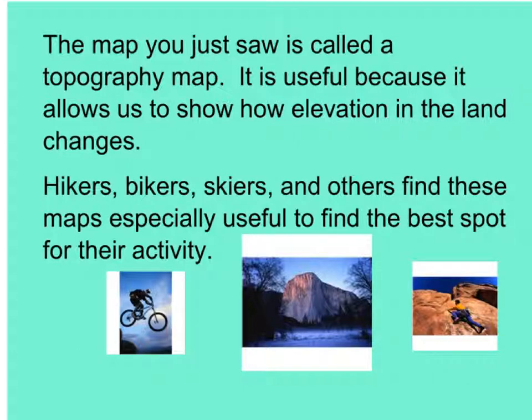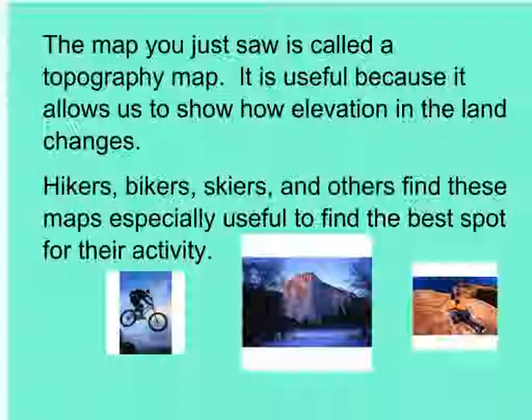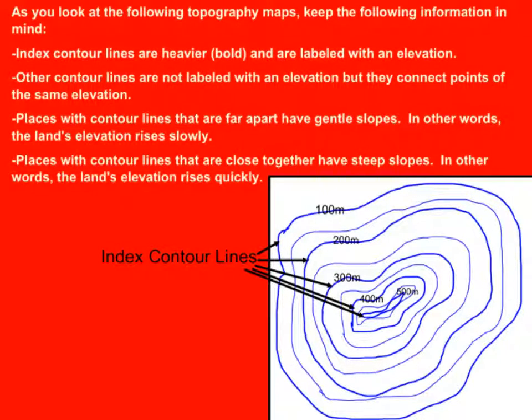This type of map also connects points of similar elevation. The type of map you just saw is called the topography map. It's useful because it allows us to show how elevation in the land changes. Lots of people can use this type of map. For example, hikers, bikers, skiers, and others find these maps especially useful to find the best spot for their activity. As you look at the following topography maps, keep the following information in mind.